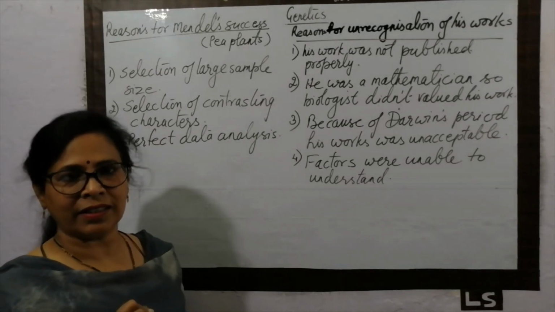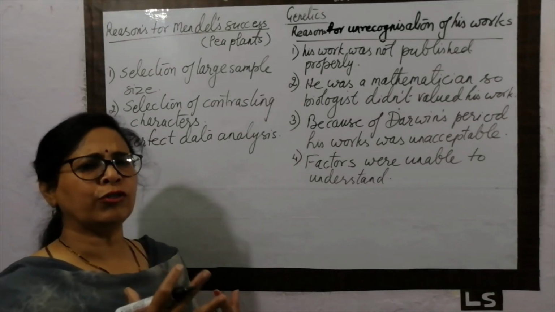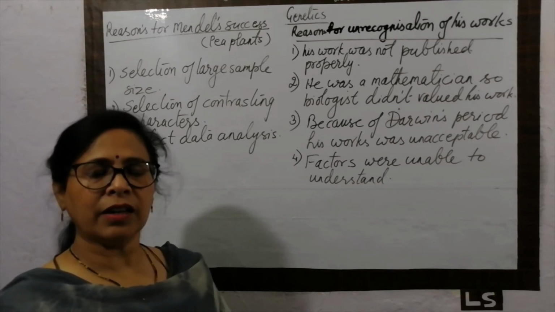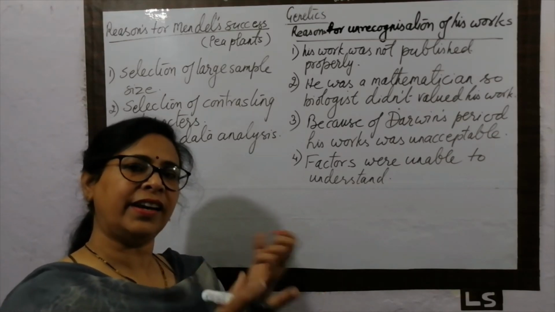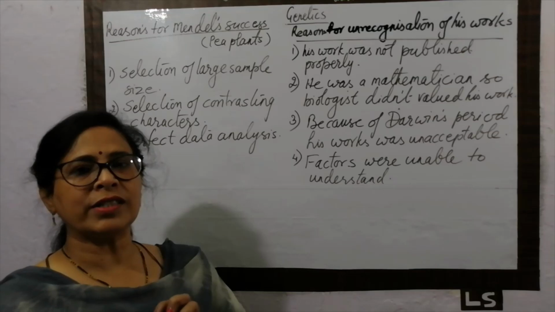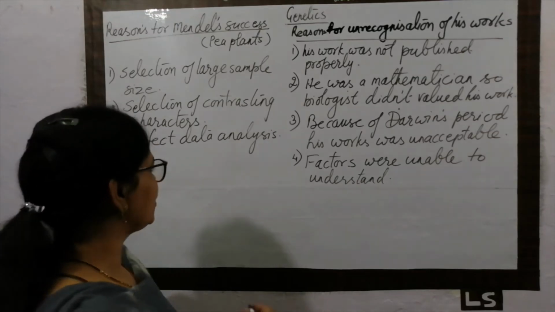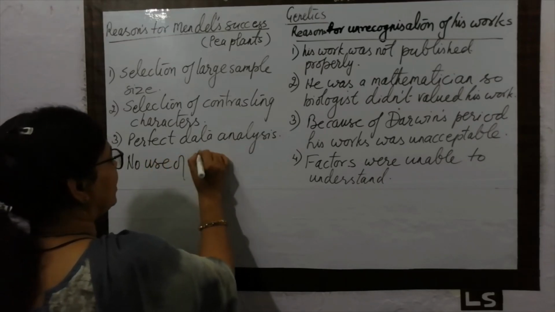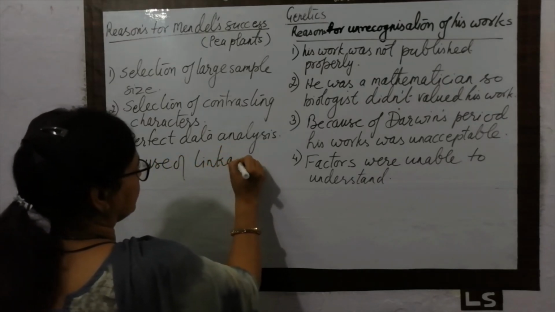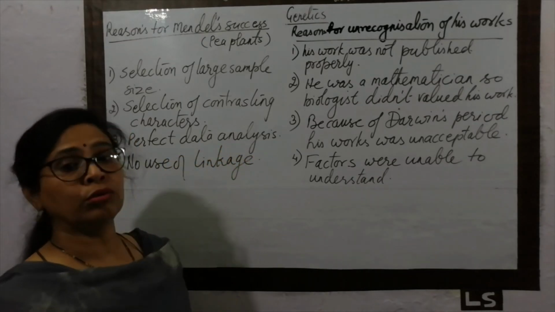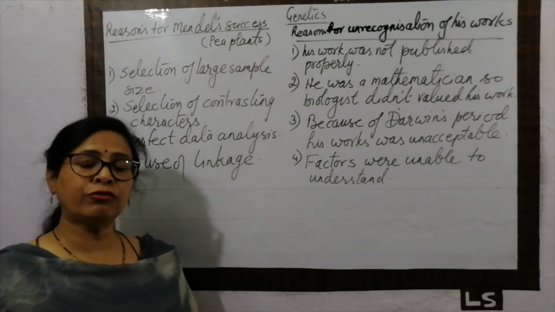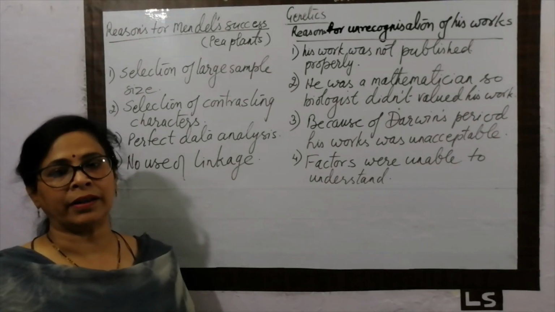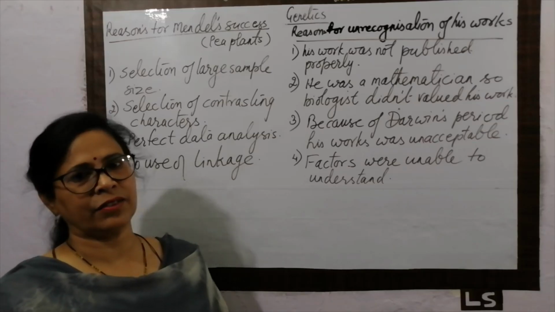One more reason is there. He did not move towards complication. He did not collect any sample towards complication, such as linkage. So he did not use any linkage to make the process more complicated. So these are the 4 reasons why Mendel succeeded in this field.